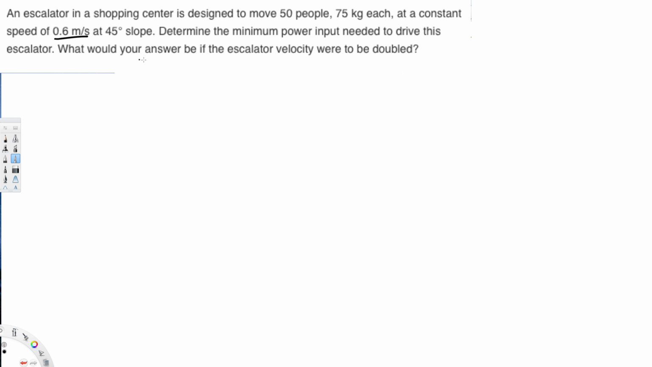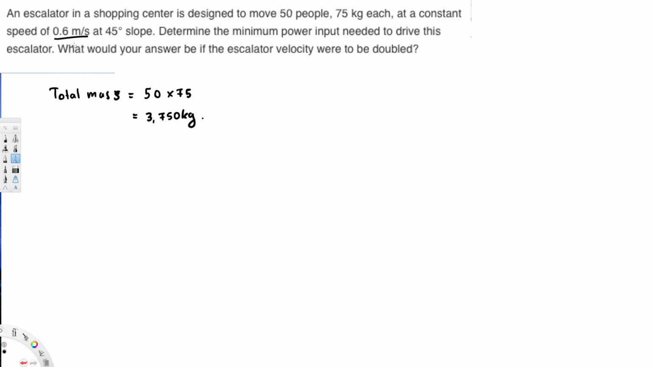So the first thing is we have to calculate the total mass. The total mass is going to be: we have 50 people right here, each weighing 75 kilograms, so we just multiply 50 by 75 to calculate the total mass, and that's going to give us 3750 kilograms, right? So that's what we get.